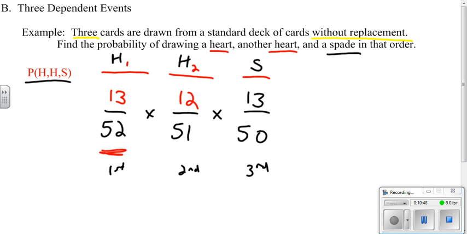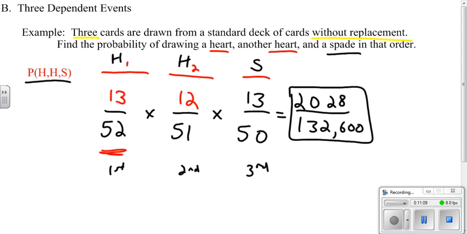So 13 over 52 times 12 over 51 times 13 over 50. In the end, that's going to leave us with 2,028 over 132,600. So that would be our probability of drawing a heart, heart, and then a spade.